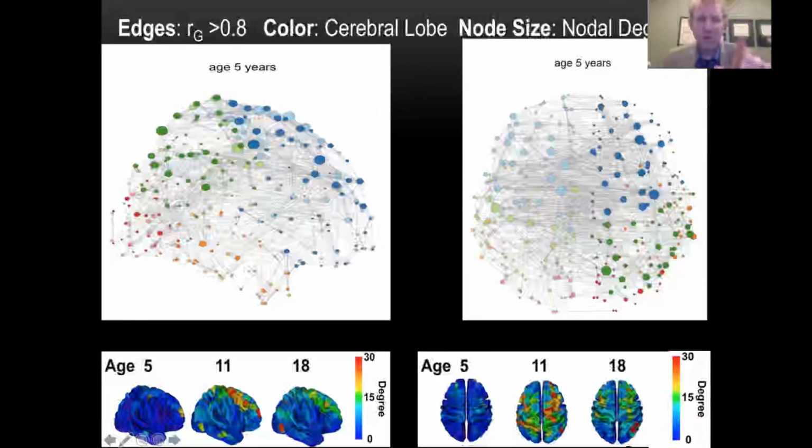These are the lines here. Each point in space corresponds to a brain region, one of the 308 brain regions, and each one of the lines represents a genetic correlation of 0.8 or above. If we showed all of them, it would be just a mess.